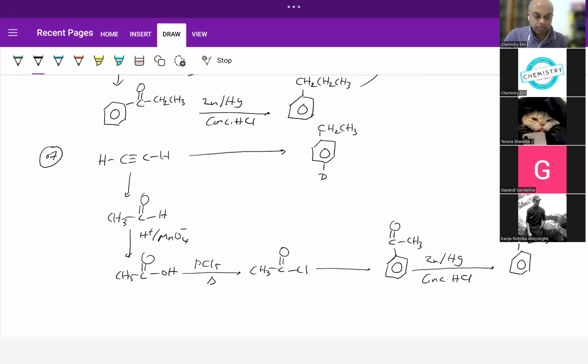Then I am adding bromine for this one, or bromine or chlorine. Anything I can add. CH2, CH3. So then I'm doing Grignard for this final step, right? How to add Grignard? First one is magnesium, dry ether. Then I'm adding as a second step D2O.